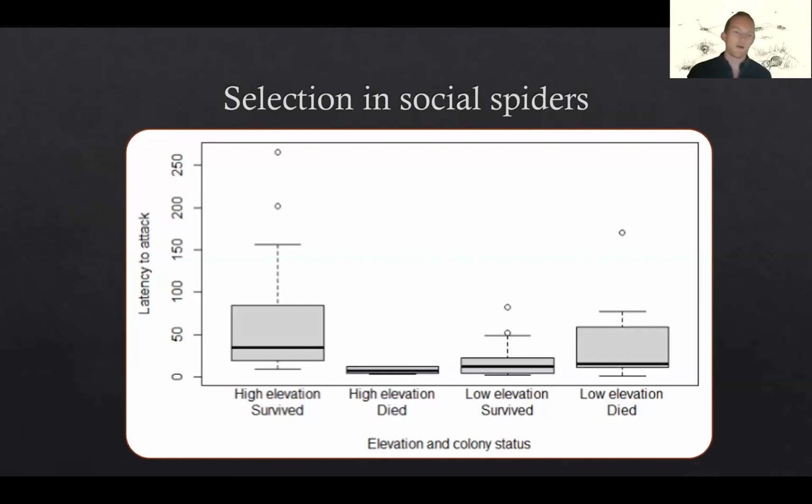And what we found was that at high elevations, above 600 meters, the surviving colonies had a significantly longer latency to attack than the ones that had died, suggesting that there's selection at high elevations for being docile. However, at low elevations, the relationship is flipped: the surviving colonies have a lower latency to attack, meaning they're more aggressive, although this difference wasn't statistically significant.